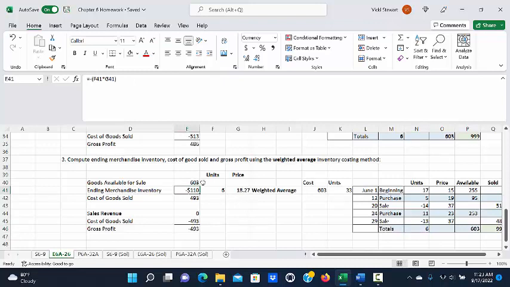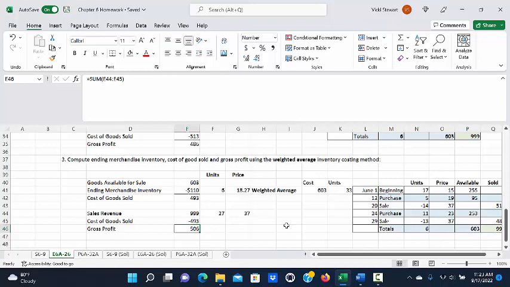$110. When we subtract that from goods available for sale, 603, we get cost of goods sold of $493. Then we would take again the number of units that we sold, 27, times the $37 sales price, or $999, subtract cost of goods sold, and that would give us gross profit using weighted average of $506.